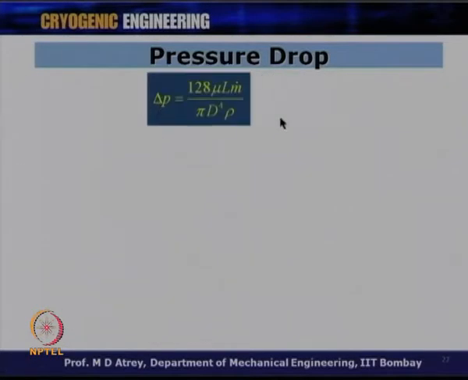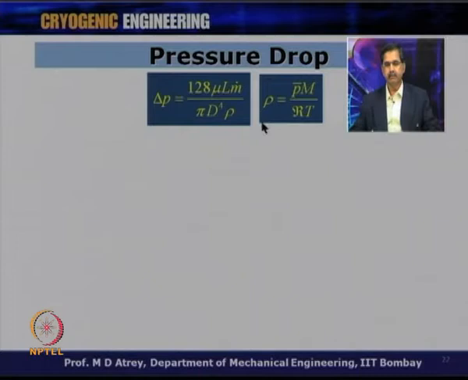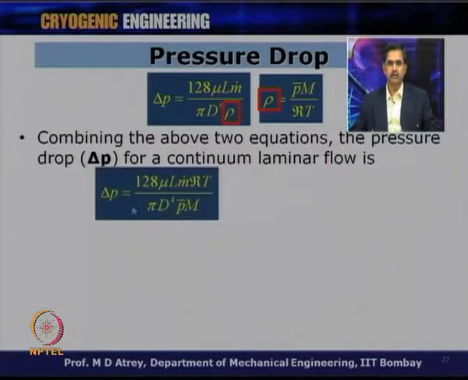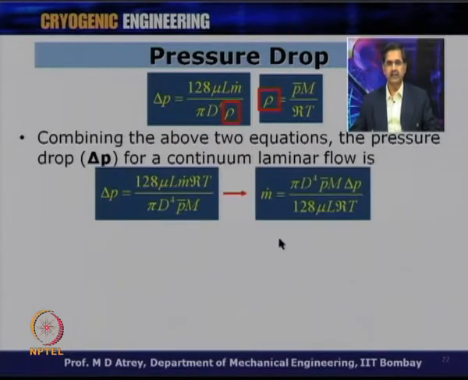So, we have found that for this continuum region, Knudsen number less than 0.01, delta P is 128 mu L m dot upon pi into d to the power 4 into rho. We also know rho is equal to P M by R T, and if I put the value of rho over here, combining the above two equations, I get the pressure drop delta P for a continuum laminar flow. And from here I get the relationship between m dot and delta P. So, m dot is equal to pi into d to the power 4 into P M into delta P divided by 128 mu L R T.